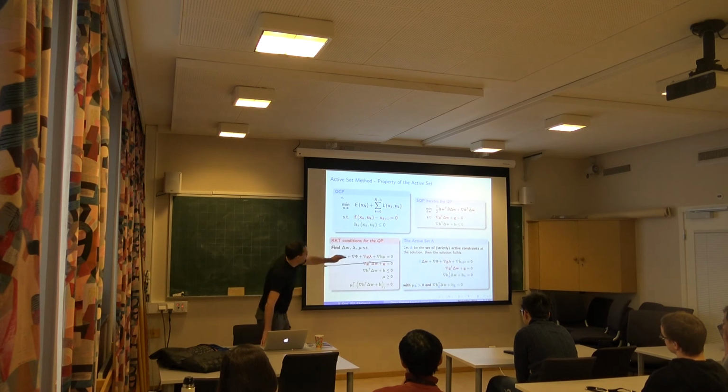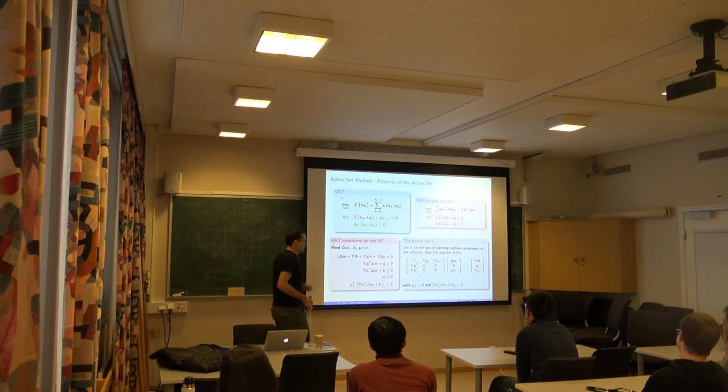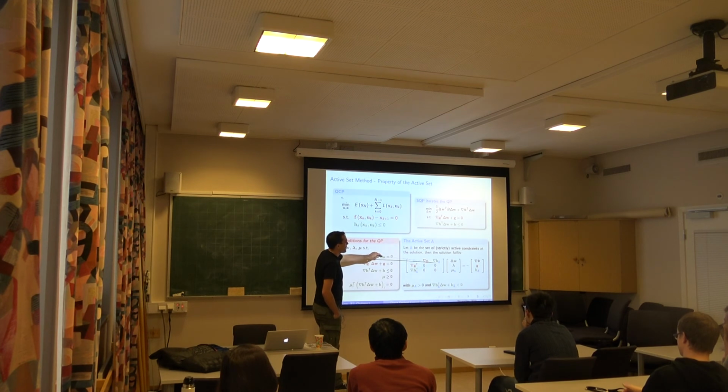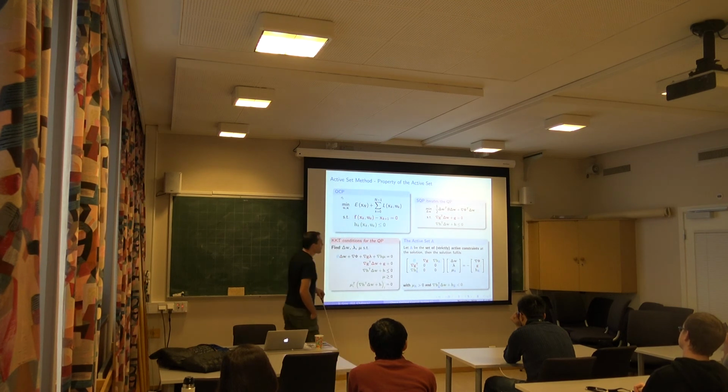I can rewrite this set of equations in a matrix form, and I end up with something we've seen before. It's kind of always the same form: Hessian, constraints, gradient here and here. And here I'm only putting in the active H's. So this thing here, if A changes, it will change size. And same here, this mu A will also change size.